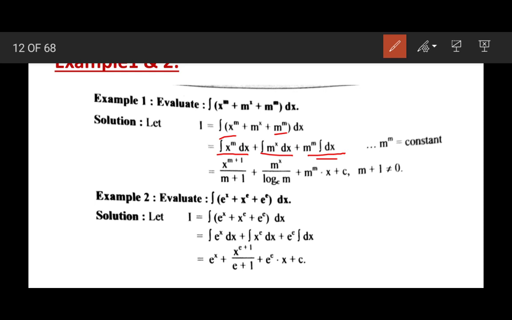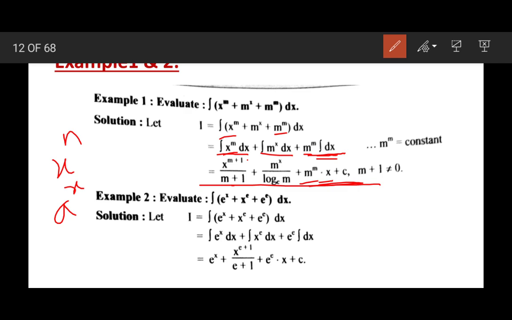So what we are getting: m raised to m times the integral of dx. Now the integral of x raised to m, so apply the x raised to n formula. That will be x raised to m plus 1 upon m plus 1. Then the integral of m raised to x, so apply the a raised to x formula. It will be m raised to x upon log m. Then m raised to m as it is, and the integral of 1 dx is x plus c. So this is the integral value.